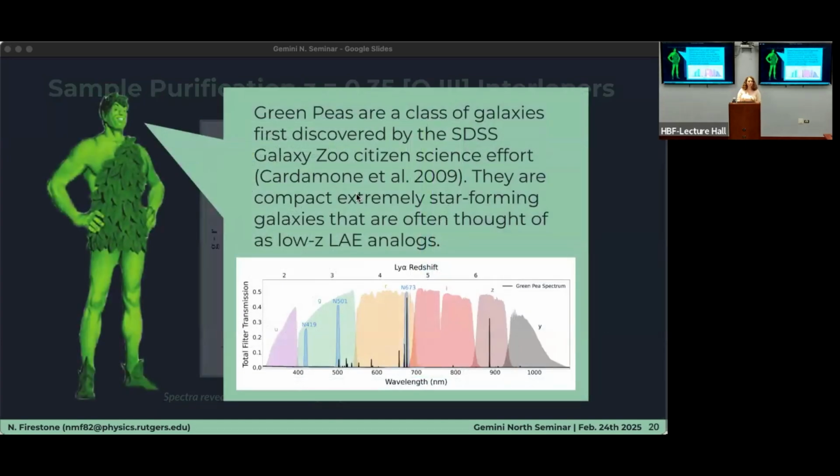So for those who aren't familiar, green peas are a class of galaxies that was first discovered in the Sloan Digital Sky Survey Galaxy Zoo effort, which was a citizen science project. They are compact, extremely star-forming galaxies, and they're often thought of as low redshift LAE analogs, which is really interesting and kind of begs the question for why we would just throw them away. So in the future, I'm hoping to do a little bit more analysis with these galaxies, but for now, we've just identified them.